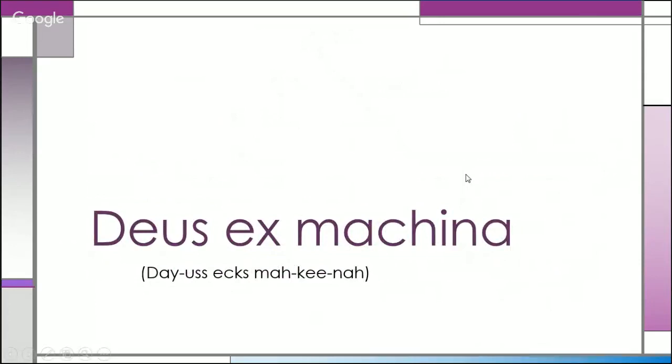Our next literary device, and this should also be a new one, is called Deus Ex Machina. It is a Latin phrase, and it literally translates to God out of the machine. The term comes from ancient Greek theater. They would take a crane and lower an actor dressed as a god onto the stage near the end of the play. The purpose of that god was to set things right, and this is where the original term came from.